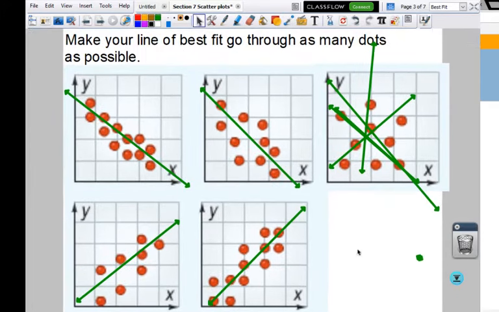So if you can't see a direction your dots are going, it doesn't really matter how your trend line is. Just make something up. But on these other four, there is a definite direction. Even though some of them are kind of spread out, you can still tell which way they're going.